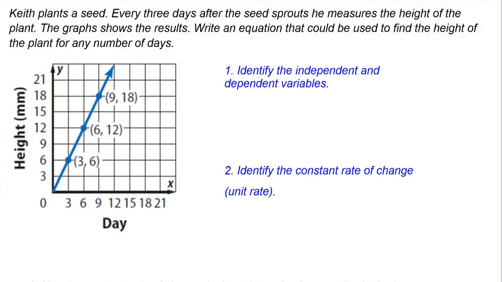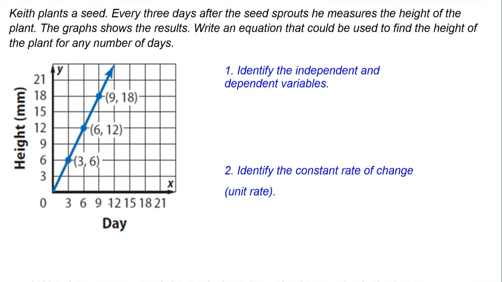So now let's look at a graph and see if we can write an equation from a graph. Keith plants a seed. Every 3 days after the seed sprouts, he measures the height of the plant. The graph shows the results. Write an equation that could be used to find the height of the plant for any number of days. So identify the independent and dependent variables.